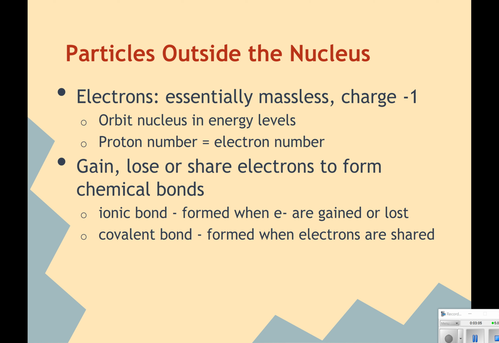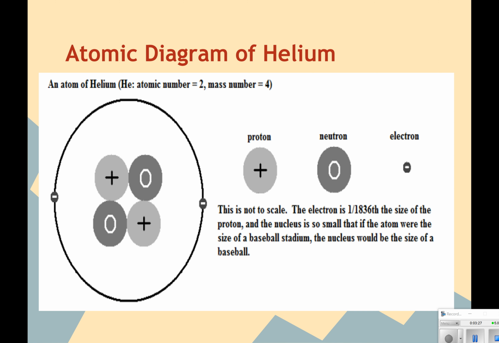Now, we gain or lose or share electrons to form what we call chemical bonds, or strong attraction between atoms. And there are two main types that we'll focus on: ionic bonds, which are formed when electrons are gained or lost, and covalent bonds, which are formed when electrons are shared. And we get into that in depth in a later lesson.